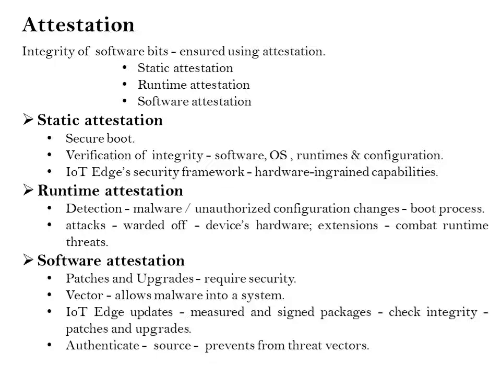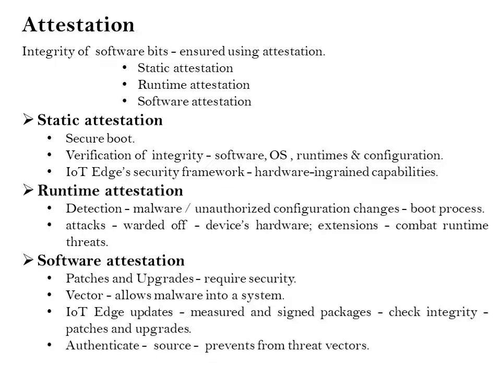Next comes runtime attestation. This type of attestation is used when the system detects malware or unauthorized configuration changes that occur after the boot process and takes countermeasures against them. Some of these attacks are warded off by the device's hardware, but extensions are also needed to combat these runtime threats. Last comes software attestation.